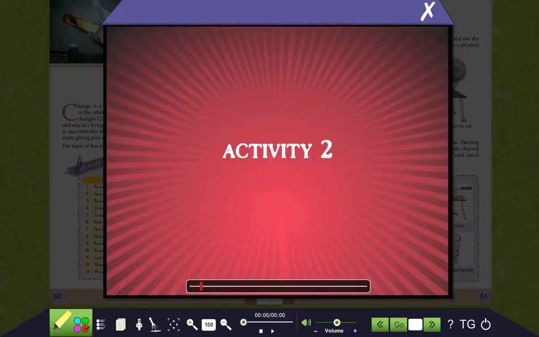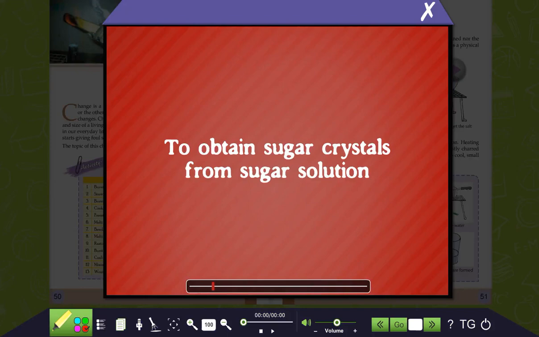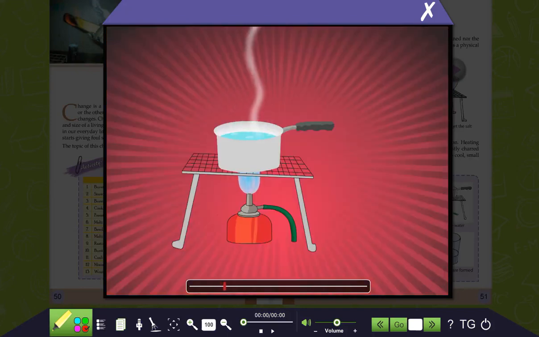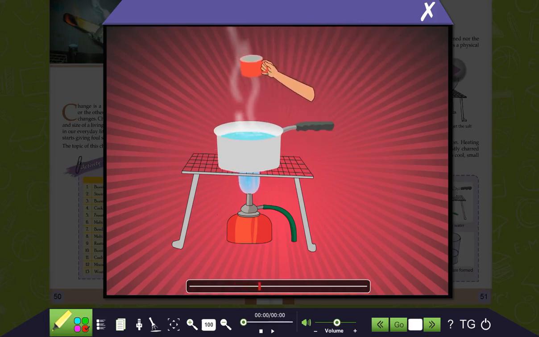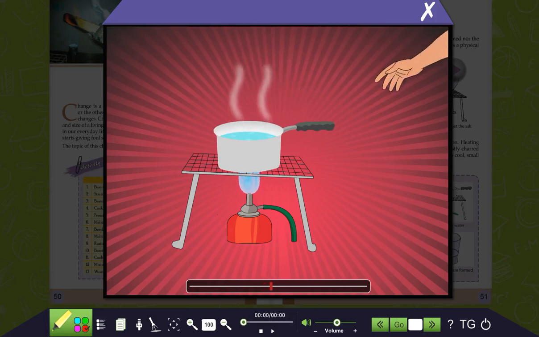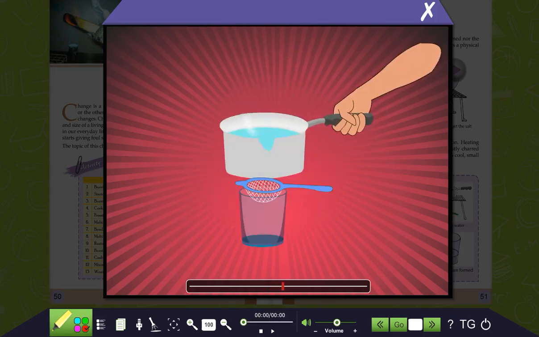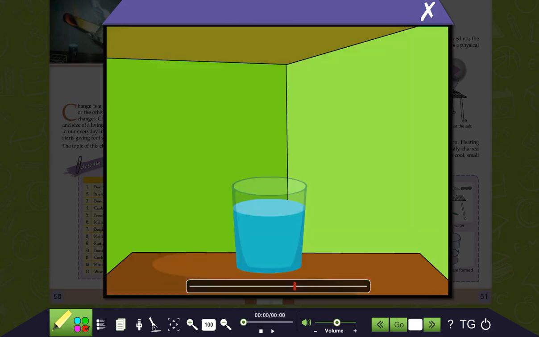Activity 2. To obtain sugar crystals from sugar solution, heat 1/4 cup of water in a pan. Add 1 cup sugar to it and dissolve by stirring. Keep on adding sugar till it is dissolved to prepare a saturated solution. Filter the solution in a beaker. Let the sugar solution cool down undisturbed, slowly at room temperature. You may put 2 or 3 crystals of sugar in the beaker. This is termed as seeding, as new crystals grow around them.